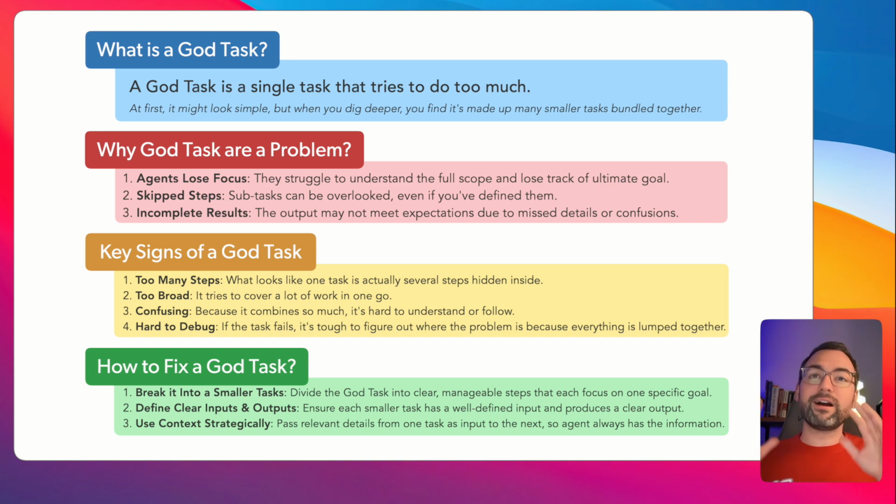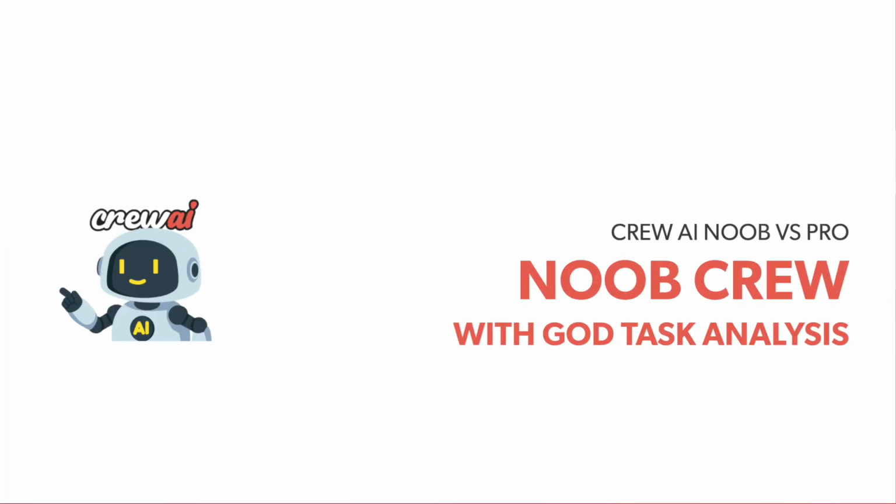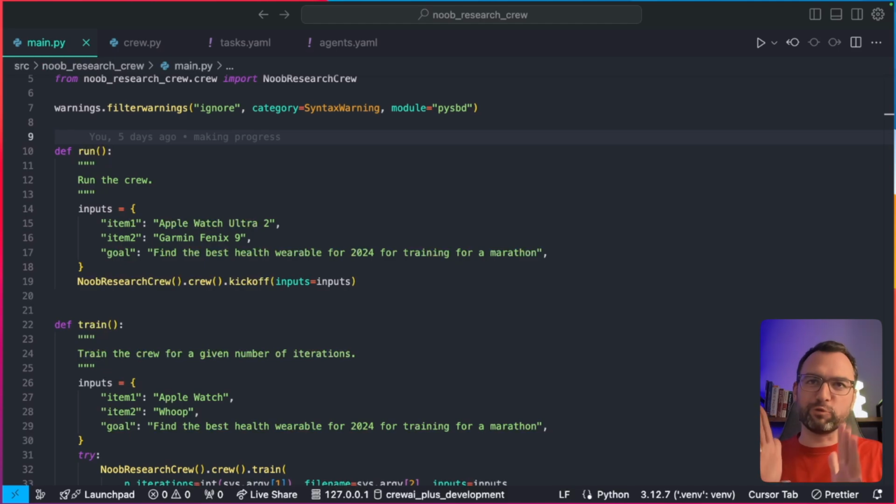So enough talking about hypotheticals. Let's dive in and start looking at the Noob Crew so you can see the God task in action and all the issues that it's going to cause. All right, guys, welcome to our first crew, the Noob Research Crew. In this crew, I'm going to show you exactly the God task in action, and how it covers all the key identifiers that we talked about earlier. You're going to see how it just is not performing how we would expect it to.